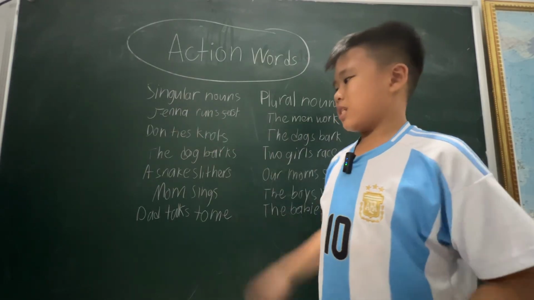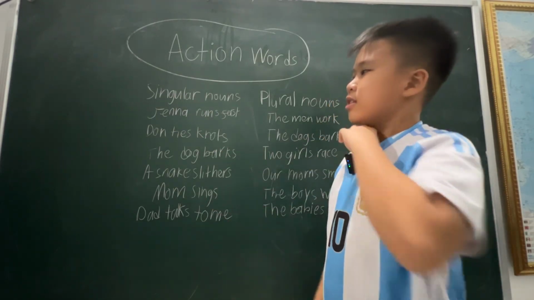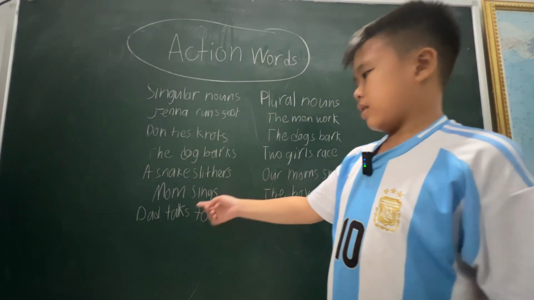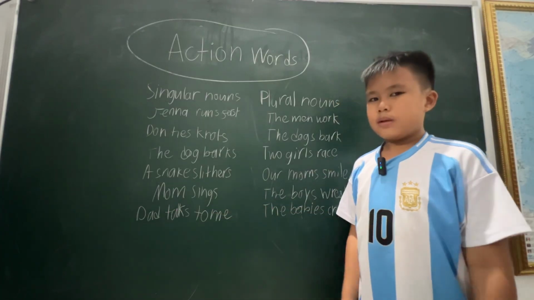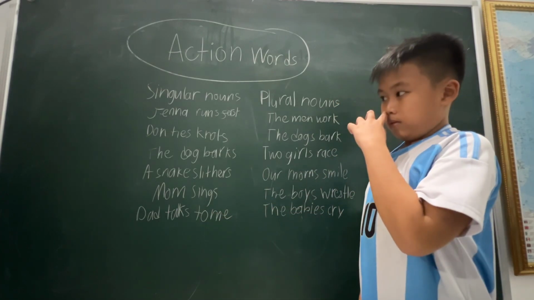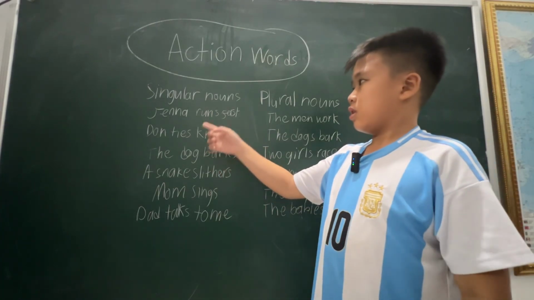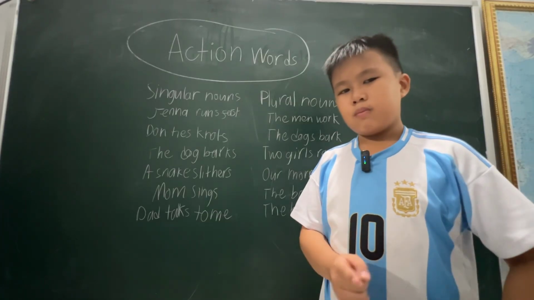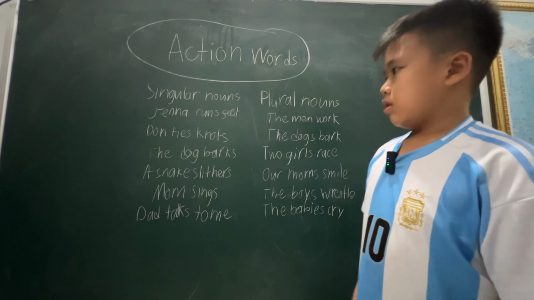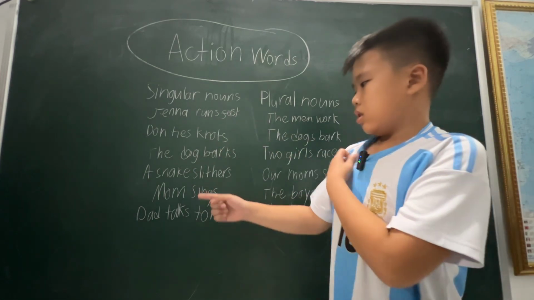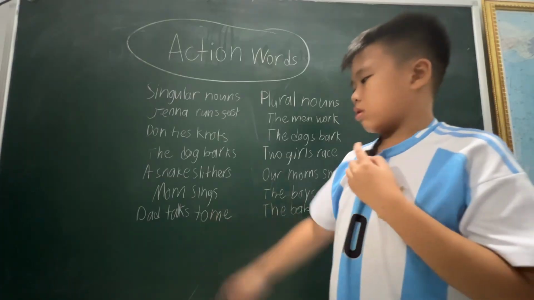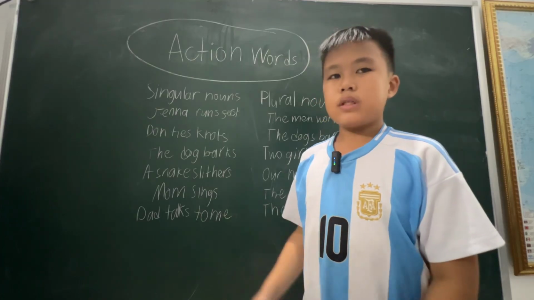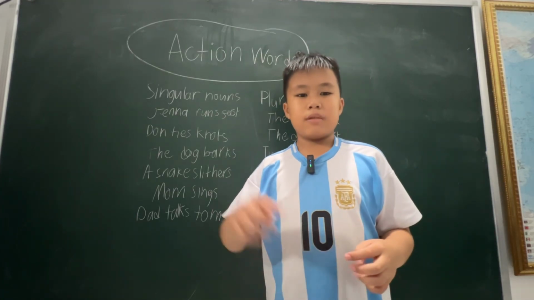We'll read these sentences first. Jen runs fast, Don ties knots, the dog barks, a snake slithers, mom sings, and dad talks to me. Well, what do these things have in common? Well, we look at the action, the verb. An action can also mean a verb. You probably already know that, don't you? Like runs, ties, barks, slithers, sings, talks. When there is one thing or one person, we use the action with the S.